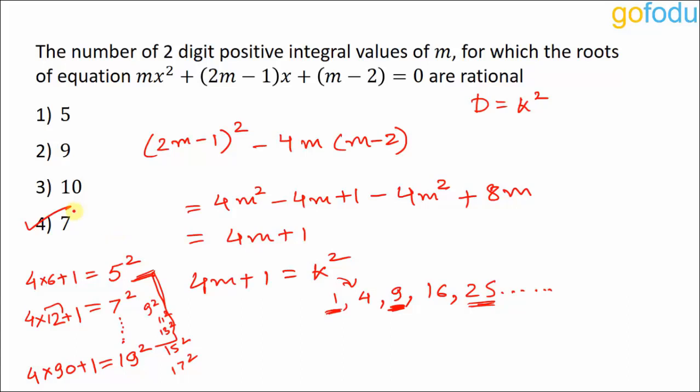So a very nice concept that we have covered through this example. Always remember that if roots are rational, then the discriminant has to be of the form k square.